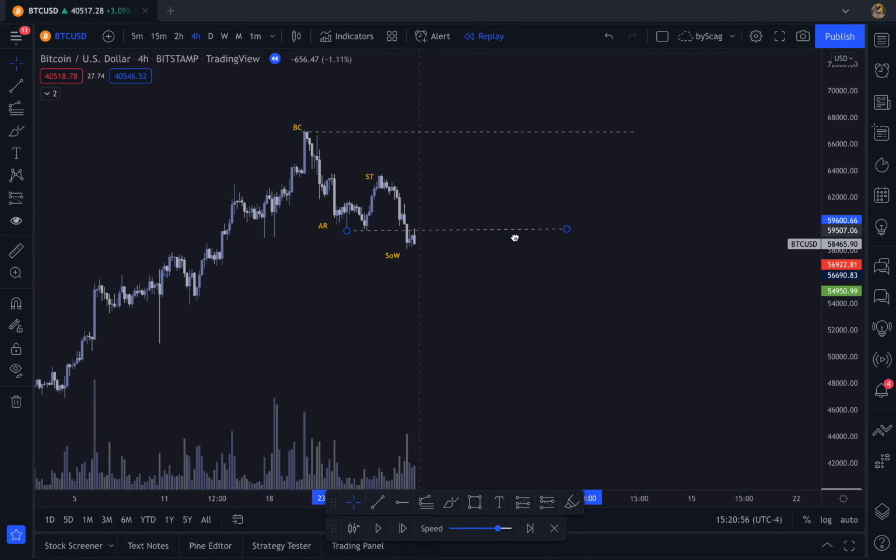I'm sorry, let's actually use both for this. So we'll use the AR and then the sign of weakness down there. You can also mark out your ST, which is more or less the middle of the range. Right, and we just want to start monitoring what happens at these price points.